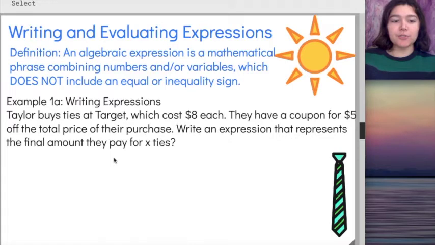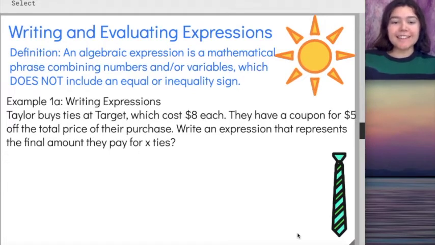Let's look at an example. For example 1a, we're going to be writing an expression based on this word problem. We're told that Taylor buys ties at Target, which cost $8 each. They have a coupon for $5 off the total price of their purchase. Write an equation that represents the final amount they pay for X ties.